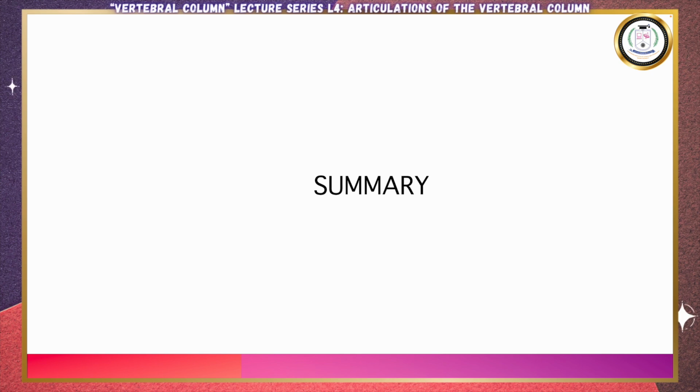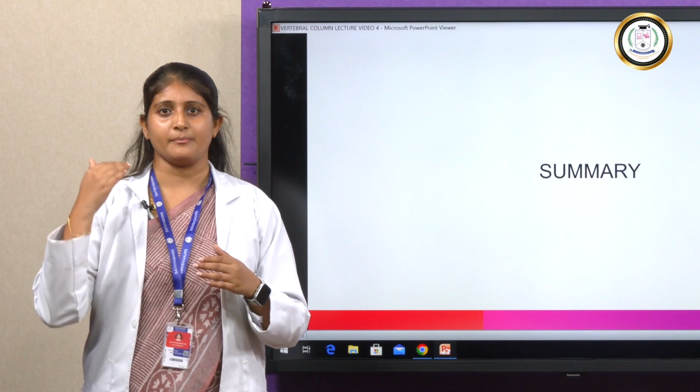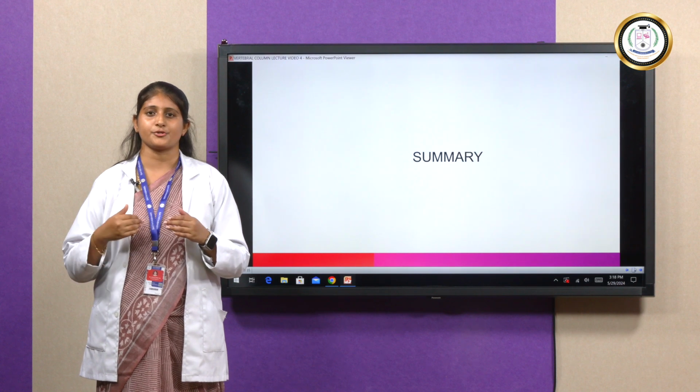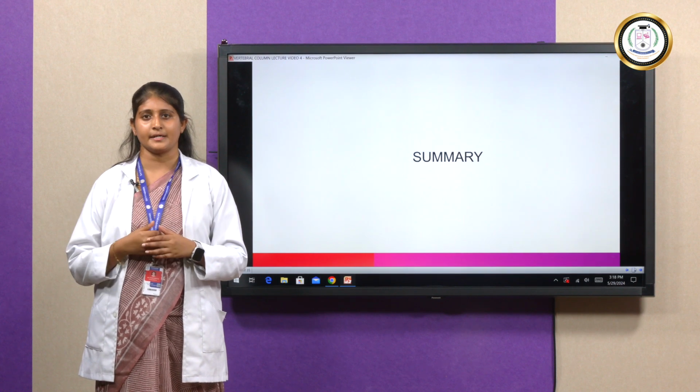In summary, we have seen the different joints from the cervical level till the sacral level. These are the different joints present throughout the entire vertebral column.